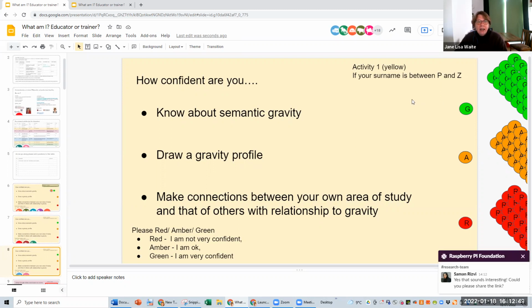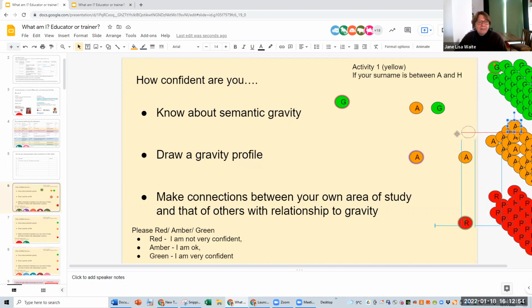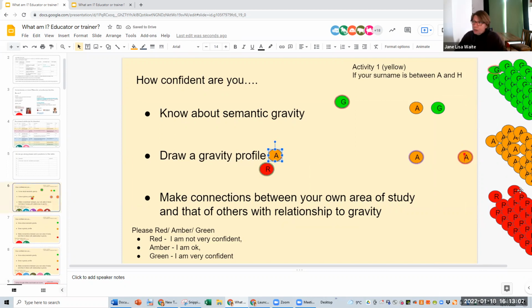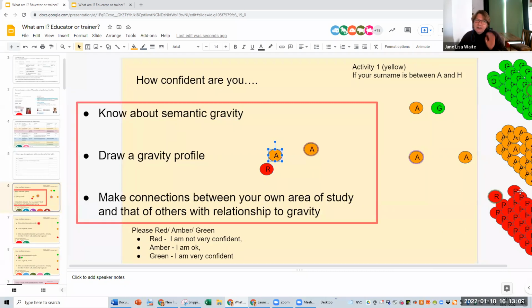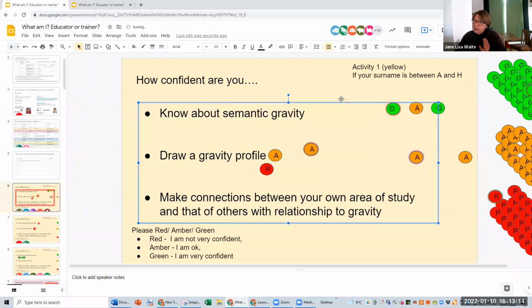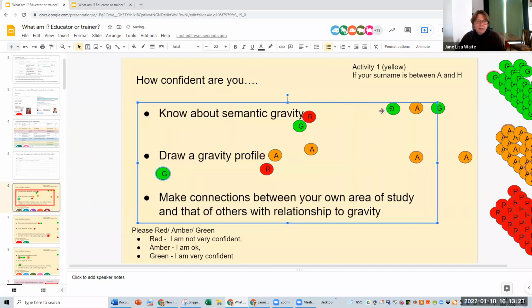You just slide across your sticker to say, amber, I'm not sure about semantic profiles, I've heard of them, but I'm not really confident. Or you might think, I have no idea what Jane's talking about, in which case you slide over a little red dot. So can you rag rate, red, amber, green, a very coarse, simple way of doing a quick assessment of your knowledge of the 3 learning objectives that we've got for the session. I'm just going to slide it back.